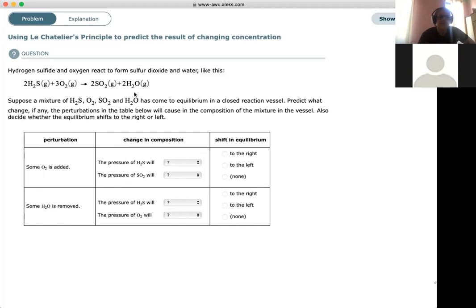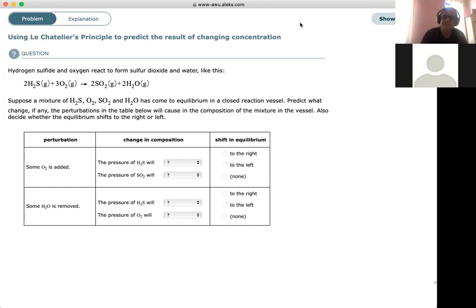Remove some H2O, taking away this product. The reverse reaction will now slow down and it will no longer be at equilibrium, right? The forward reaction will now be faster than the reverse reaction. So again, you're going to shift to the right. You're going to start producing more SO2. So H2S will decrease and O2 will also decrease as you replenish the SO2 and the H2O for it to return back to equilibrium. Again, you're going to shift to the right. Okay, so that's called LeChatelier's principle.